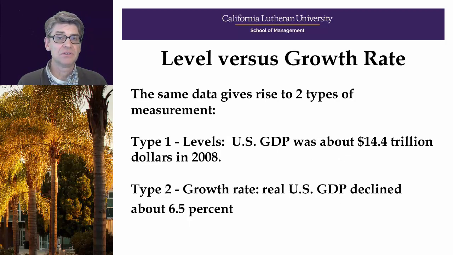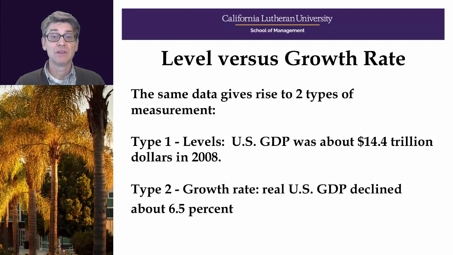The next distinction with data over time is level versus growth. You can have a data concept like GDP where this one data concept gives you two different things. For example, the first is the level of GDP. So in 2008, US GDP was about $14.4 trillion.